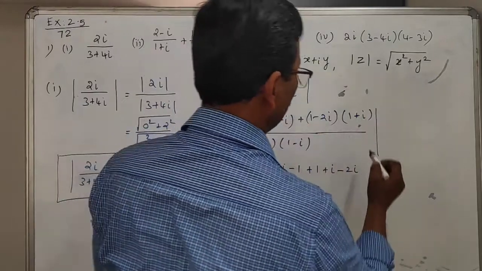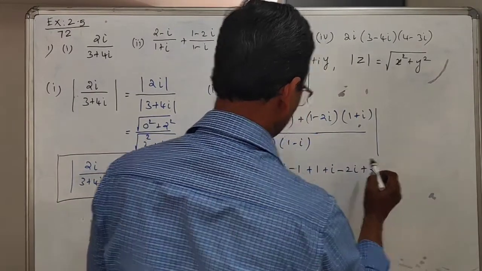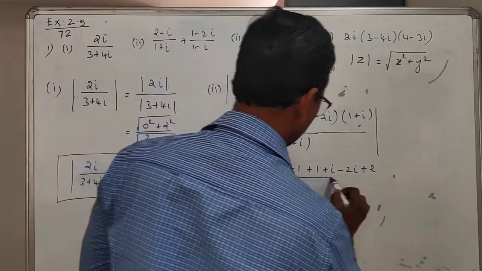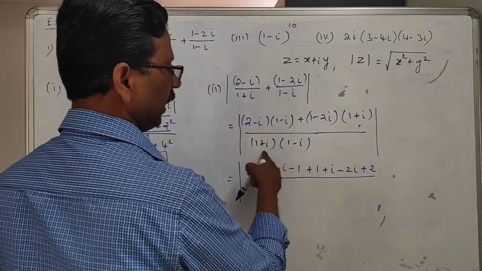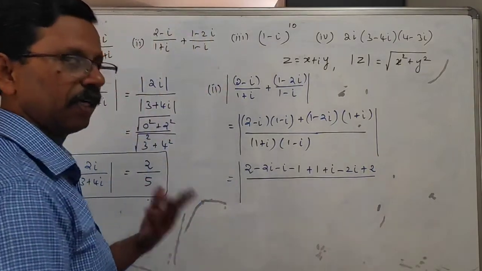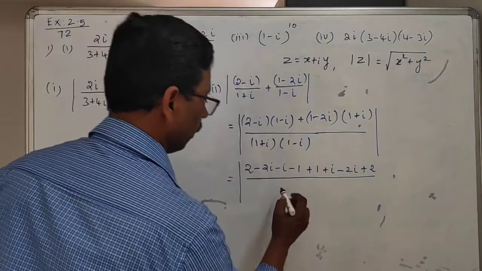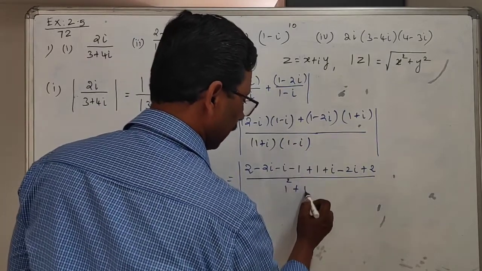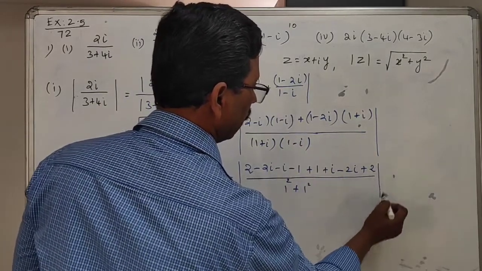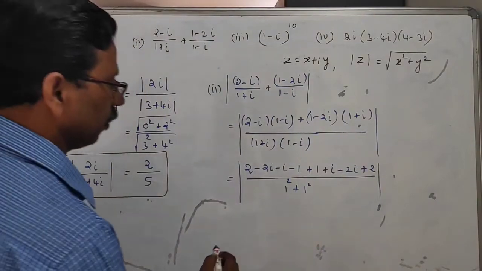Therefore, minus 2 into minus 1 gives plus 2. For the denominator, this is nothing but z into z bar. z into z bar equals what? Real part square plus imaginary part square. Real part square means 1 square, plus the imaginary part is also 1, so 1 square. Write like this. Then after that you try to simplify.